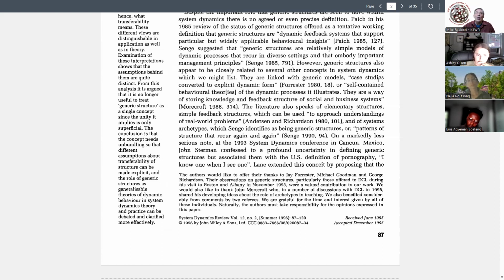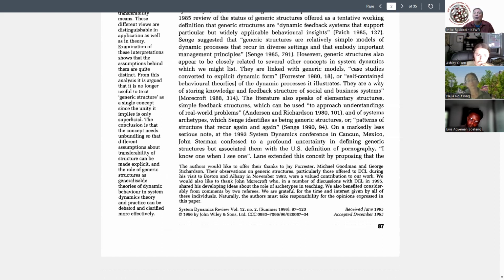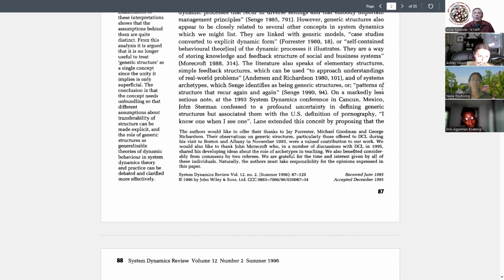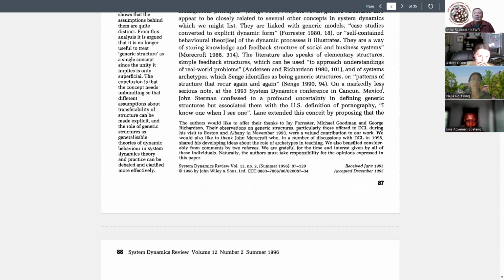However, generic structures also appear to be closely related to several other concepts in SD, which we might list. They are linked with generic models, case studies converted to explicit dynamic form, or self-contained behavioral theories. The literature also speaks of elementary structures, simple feedback processes, and what have you. So here we go. This is what I was looking for.